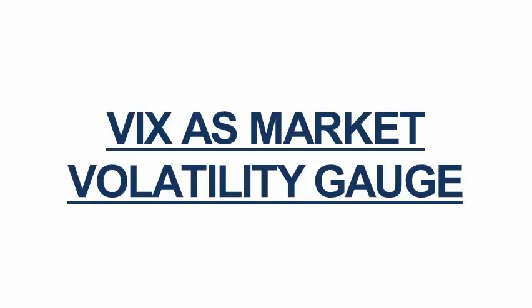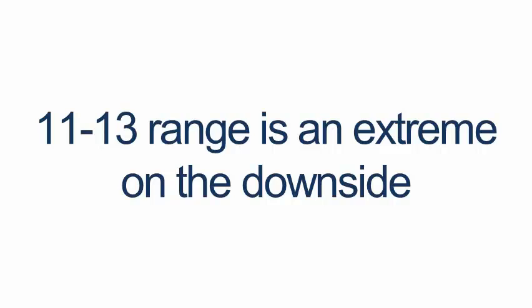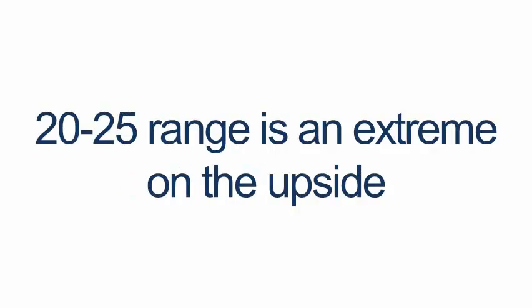Now the VIX is a market volatility gauge. We look at volatility quite a bit as option traders because we want to know if options are cheap or expensive. A VIX in the 11 to 13 range is an extreme on the downside, meaning there's very little fear in the market, and as a result, the options are very cheap. So in this case, we'll be buyers of options premiums. A VIX reading in the 20 to 25 range is an extreme on the upside, meaning there's a lot of uncertainty in the market, and as a result, options are more expensive. In this case, we'll be sellers of options premiums.